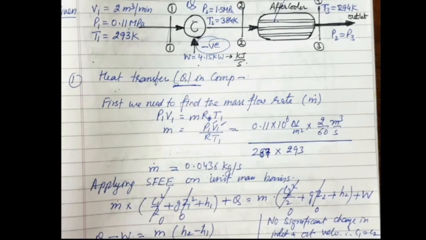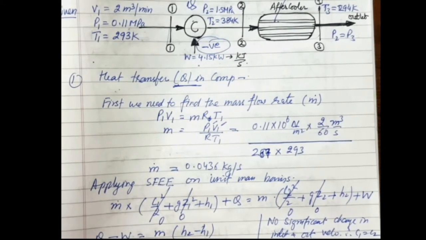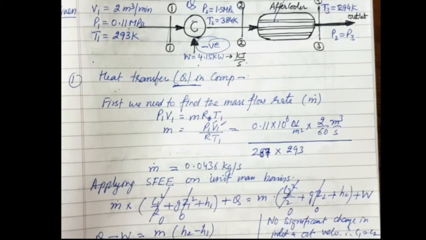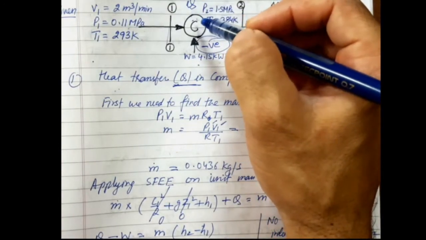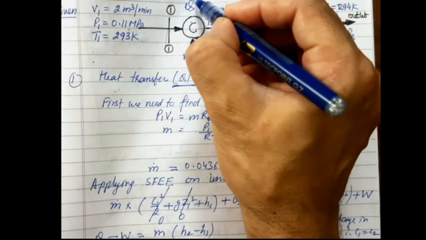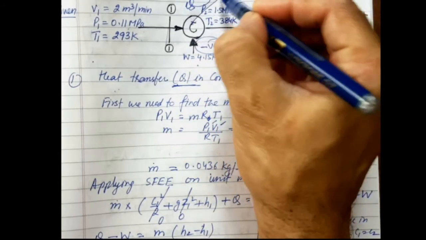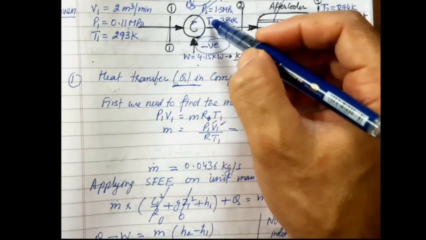So Q is equal to minus 0.1626 kilowatts. Now what does it mean? Now we are getting the value of this quantity in negative. So here we can say that heat is going from the system to the surroundings. So this is negative, it means heat is going outside the air compressor.